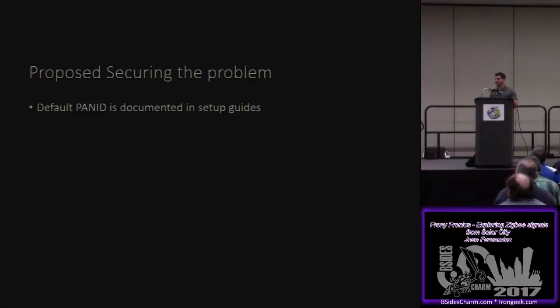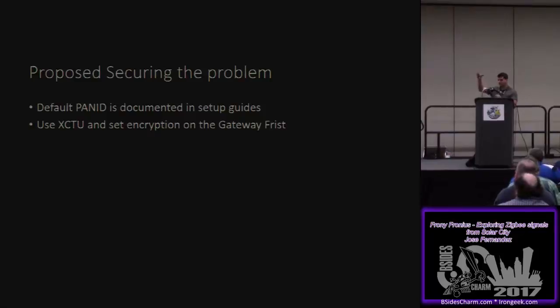So I propose that to secure the problem, this vendor needs to stop using this PAN ID that seems to be used through other solar companies. They need to start either changing the PAN ID or just mixing it up, right? To not make it as easy to identify these things.